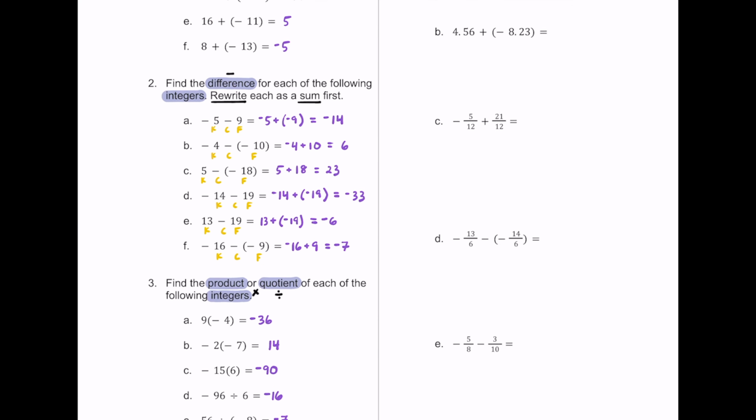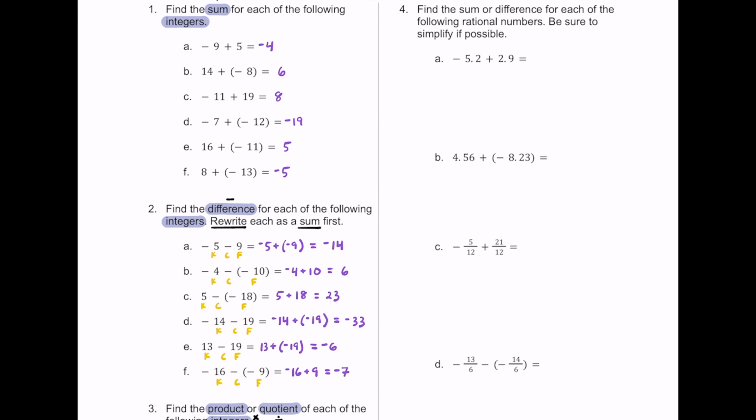Here's number 4. For number 4, let's go ahead and find the sum or the difference for each of these rational numbers. So when I say rational, we're introducing our fractions and our decimals. Sum and difference, we're adding and subtracting, so it could be either or. And then we're going to make sure that we simplify whenever possible. So that's mainly directed towards the fractions.